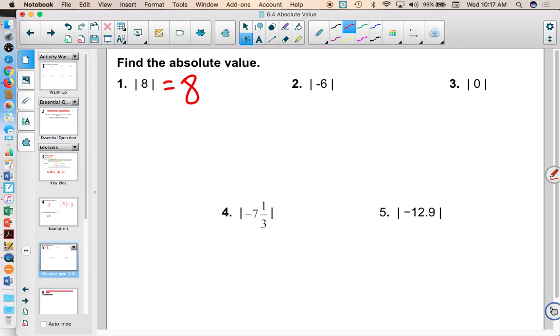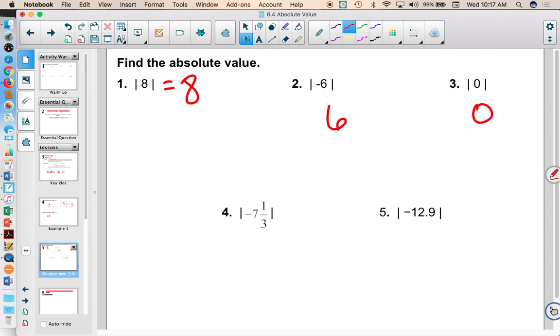Number 2, the absolute value. Somebody read that for me. Tell me what this says. Using the symbols, what is it asking for? Jaslyn? What does number 2 say? Oh, what is the absolute value of negative 6? You got it. And what is that answer? 6. What's the absolute value of 0, folks? Absolute value of 0. 0.